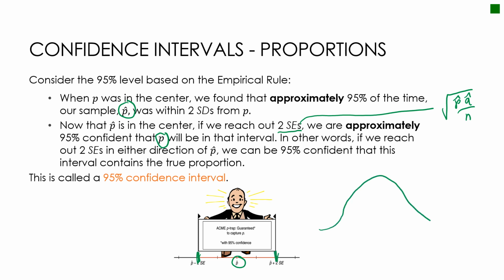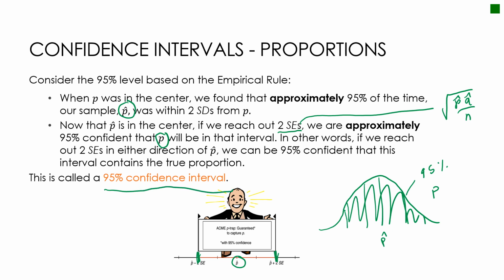So if I drew my model now, p hat's here in the middle, and I'm saying, okay, two standard errors to each side, I'm 95% confident that the true p is in there somewhere. I could be wrong, it could be outside of that, but I'm 95% confident that it's in there. This is called a confidence interval. So a confidence interval is centered at p hat, which is our observed value, and what we're trying to do is hypothesize what the actual p is.